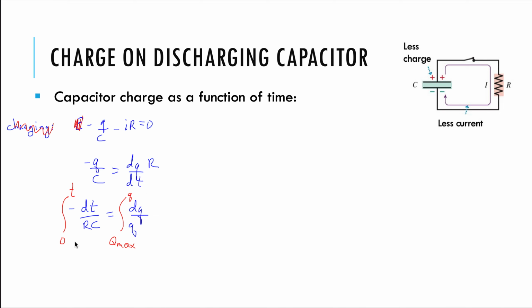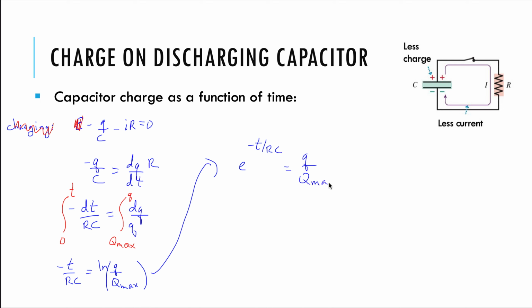So now when we perform the integral here, we're going to get negative t over RC on the left, and then on the right, we're going to get log of Q minus log of Q max, which is log of Q over Q max. And now we can go ahead and take the exponent to get rid of that log. We're going to have e to the negative t over RC equal to Q over Q max, and we can solve for Q.